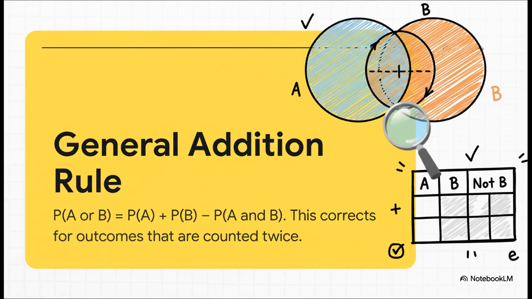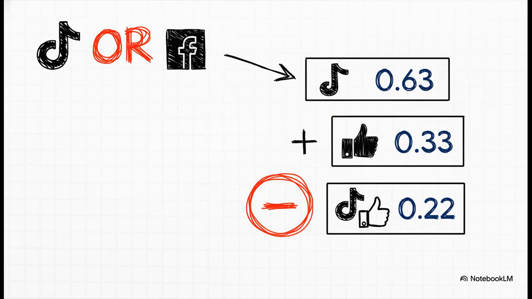It's called the general addition rule. To find the probability of A or B, you just add the probability of A to the probability of B. And then, this is the key, you subtract the probability of A and B happening together. That little subtraction is what fixes the double count. It's perfect. So now, armed with our new rule, we can finally go back and solve our original mystery.